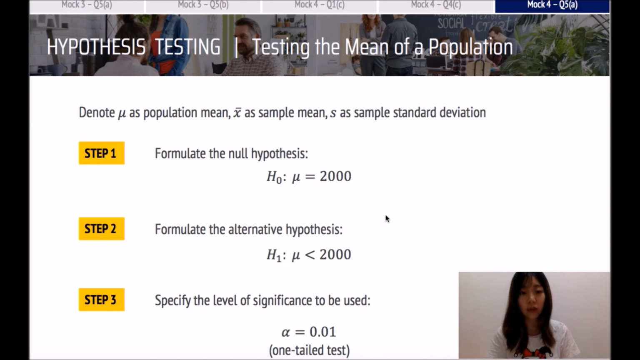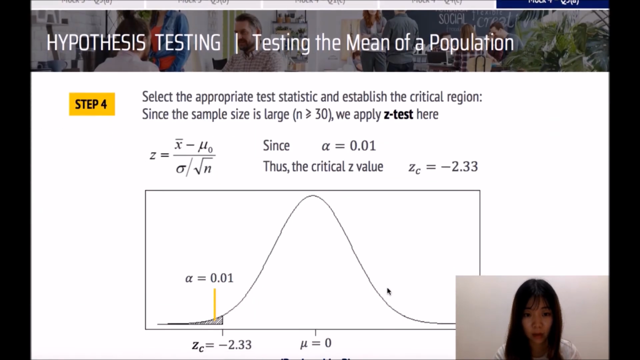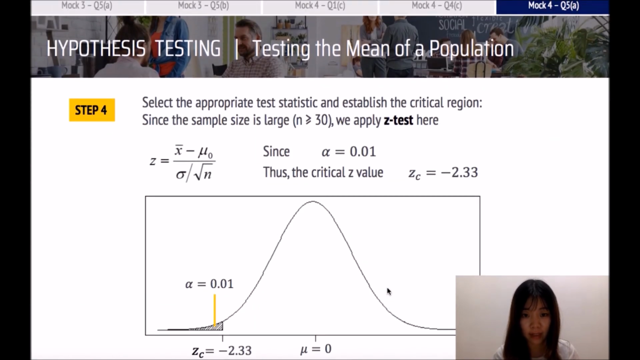To calculate this question, the first step we need to do is to formulate the null hypothesis, which is H0: mu equals 2000, and step 2 is to formulate the alternative hypothesis, which is H1, written down as mu is less than 2000. So to substitute into the question, we know that alpha equals 0.01, and it is a one-tailed test. So next step, we can select the appropriate test statistic and establish the critical region.